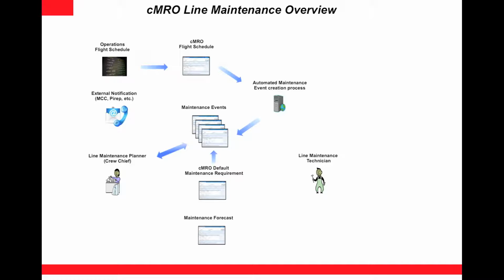At this point, the line maintenance planner will use the cMRO aircraft maintenance workbench to review and further manage the maintenance events that have been created. For simple and short maintenance events, the planner most likely will not have much to do with regards to changing the automatically created maintenance visits, as the scope coming from the default maintenance requirement will be sufficient for a basic turnaround check or other short maintenance opportunities.